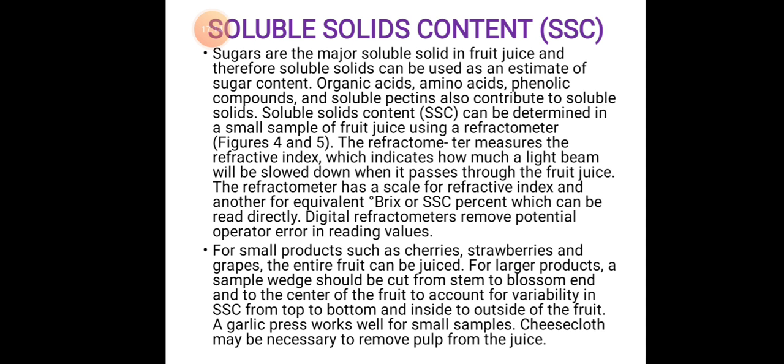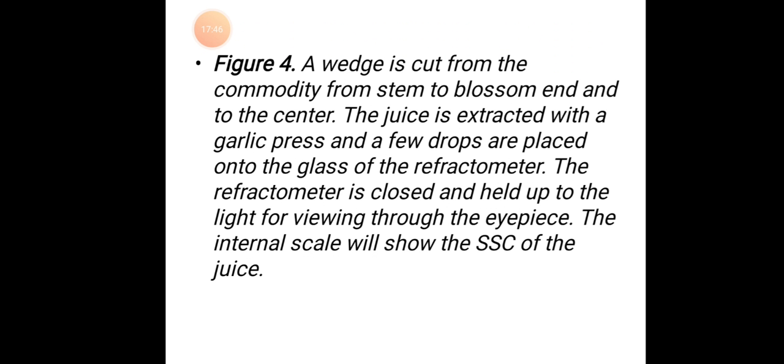For small products such as cherries, strawberries, and grapes, the entire fruit can be juiced. For larger products, a sample wedge should be cut from stem to blossom end and to the center of the fruit to account for variability in SSC from top to bottom and inside to outside of the fruit. A garlic press works well for small samples. Cheesecloth may be necessary to remove pulp from the juice.